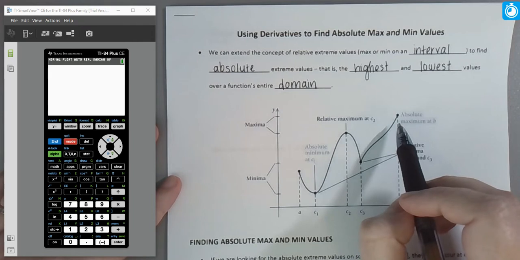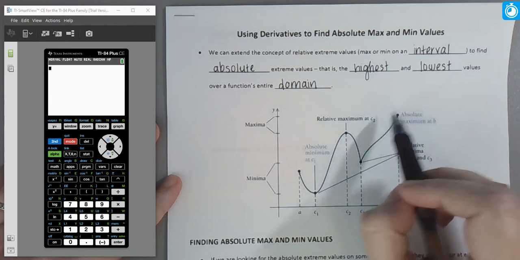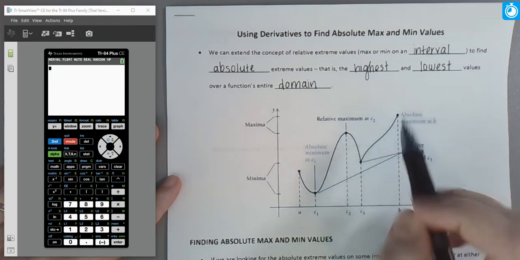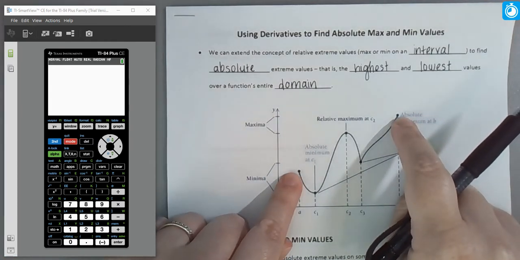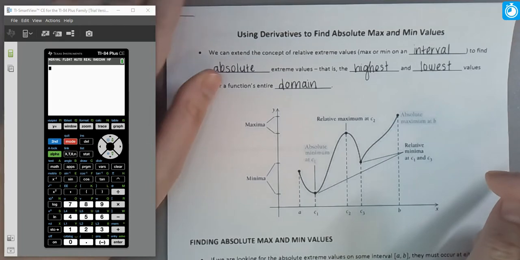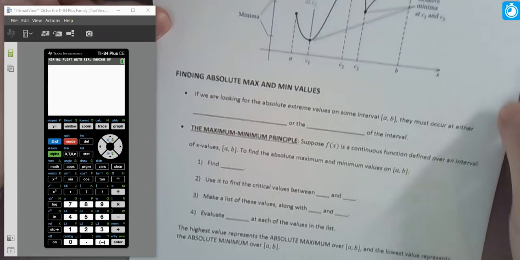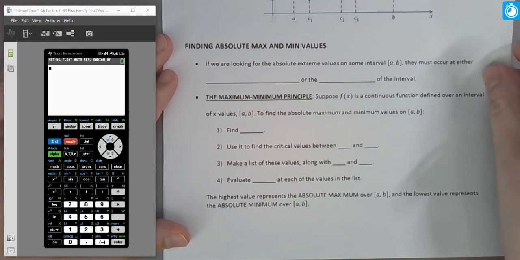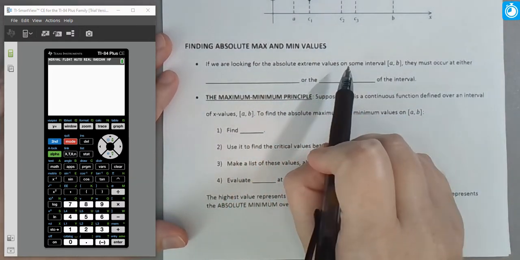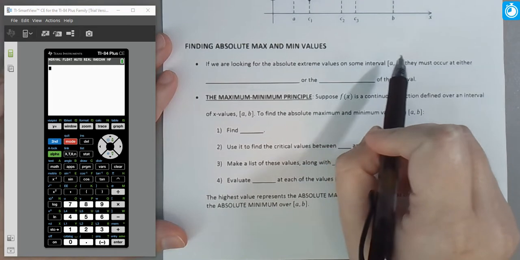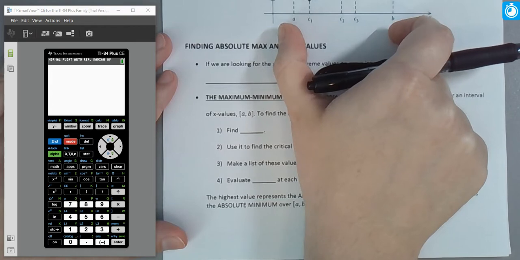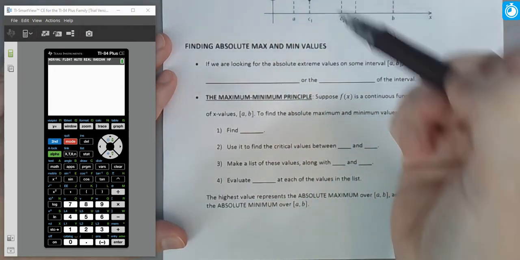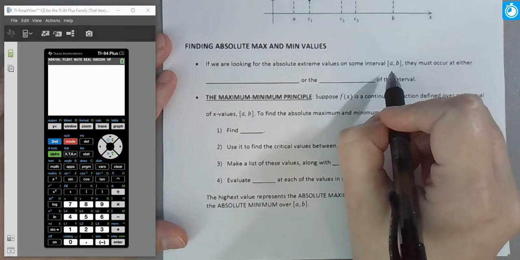So we're going to use the same strategies we've been using, but we're going to add on just a little bit in order to deal with this issue of what happens when our absolute max or min doesn't occur at one of these kinds of locations. What if it occurs somewhere like that or somewhere like that? Okay, so let's talk about what we call the maximum and minimum principle. So if we are looking for absolute extreme values, and we'll just focus on some interval from A to B, in other words, a particular range of x values, we want to find the truly highest value and lowest value on that particular interval.